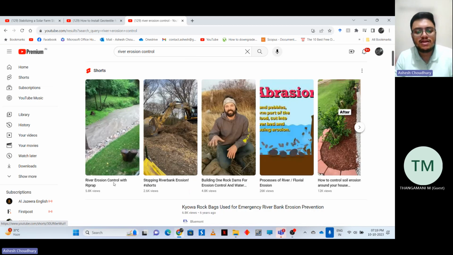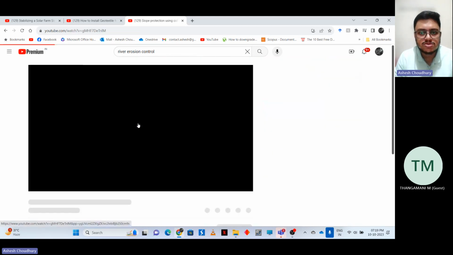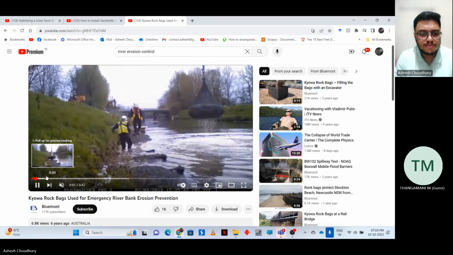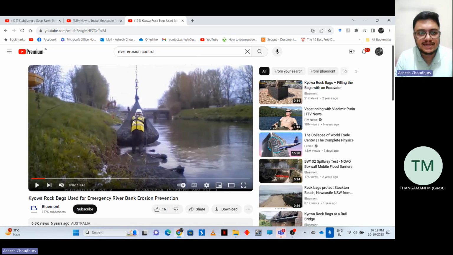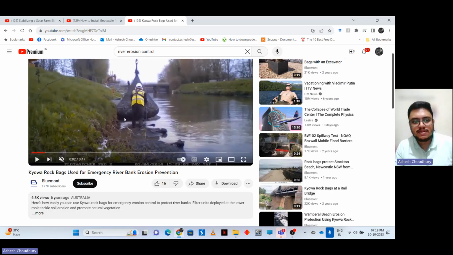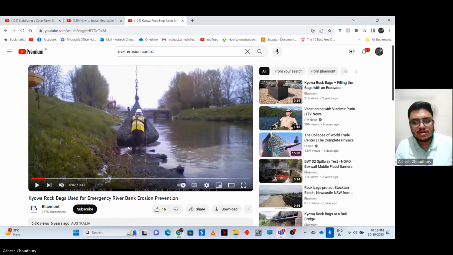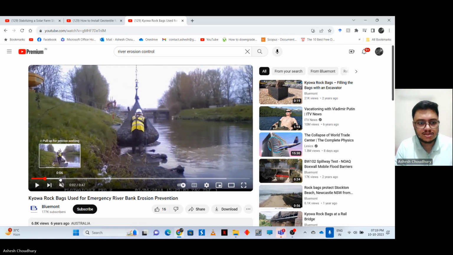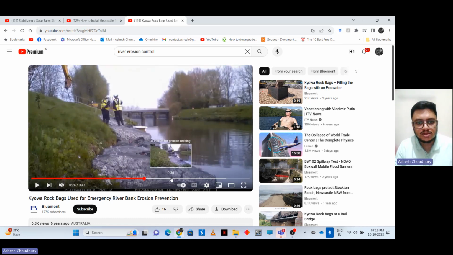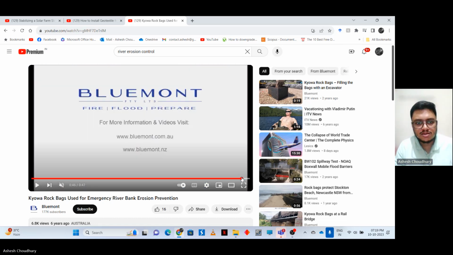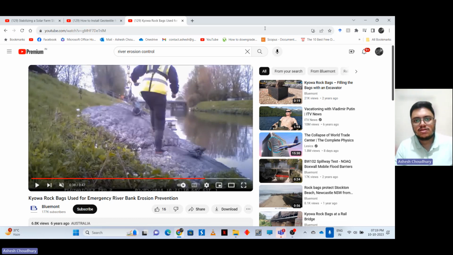Similarly, many videos are there. You can see here also how it is placed. These are netted bags. These bags are filled with aggregate. Directly, they are just putting the aggregate. You can see.